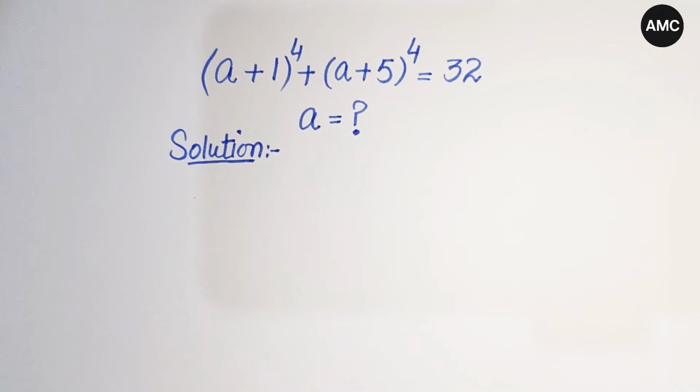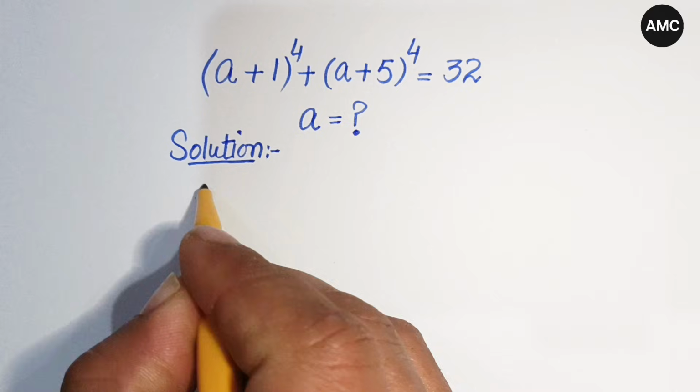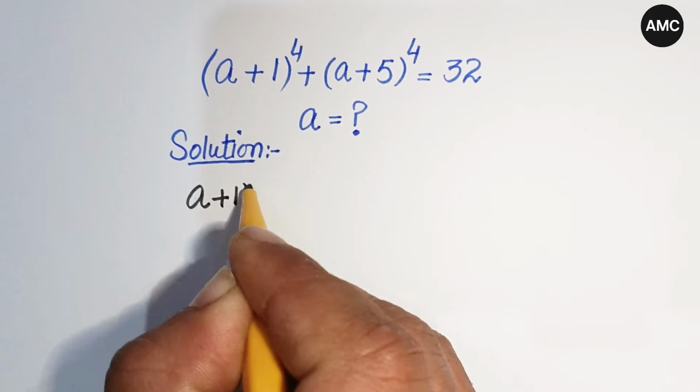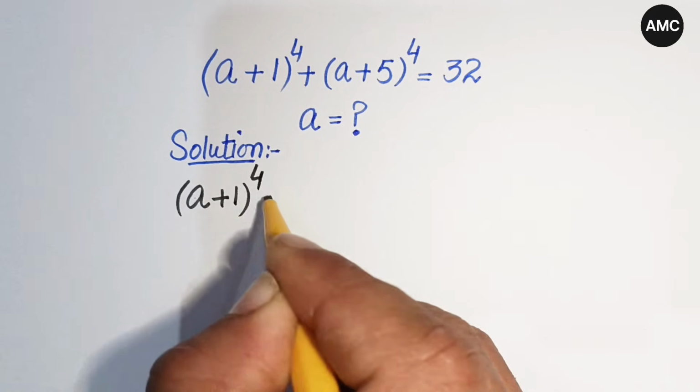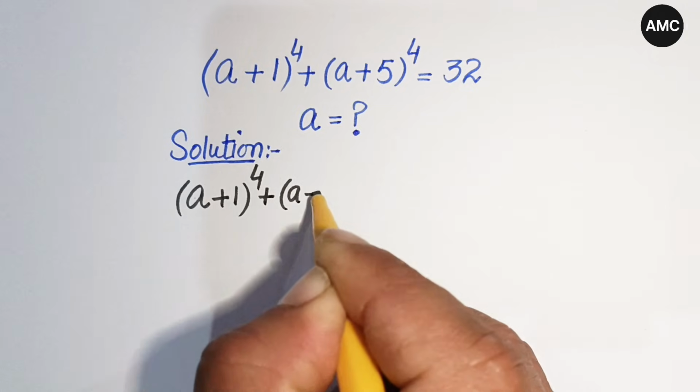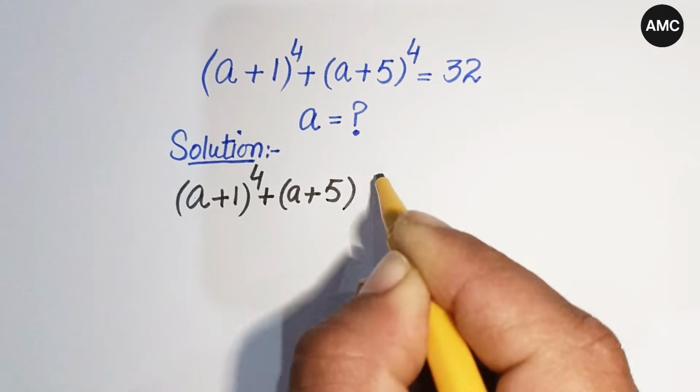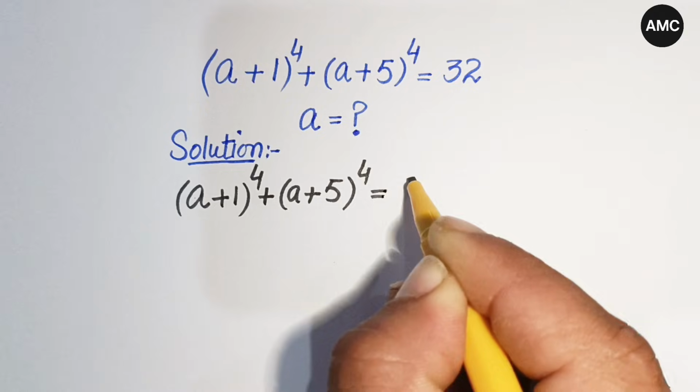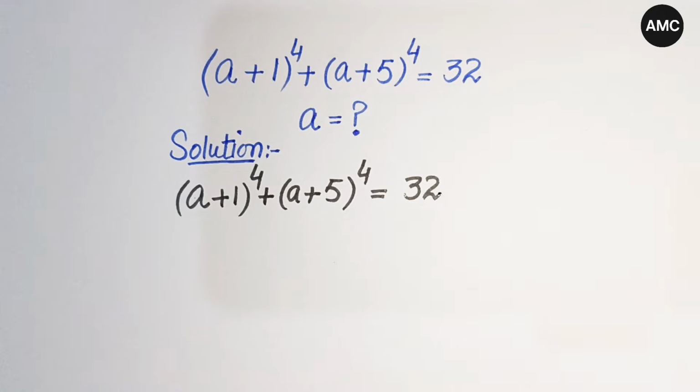Today we have a nice exponential problem, that is (a + 1)^4 + (a + 5)^4 = 32. Here our job is to find the value of a. Let's start our solution. Our problem is (a + 1)^4 + (a + 5)^4 = 32.